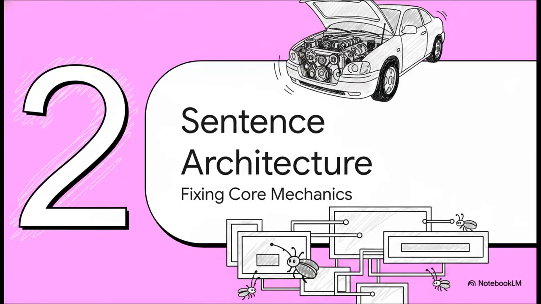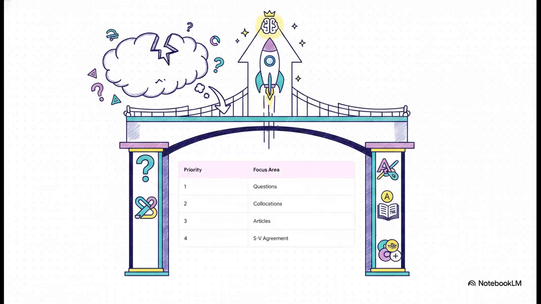Which brings us to part 2, fixing sentence architecture. To fix the mechanical bugs anchoring you to that plateau, we really need to look under the hood. Now, you absolutely cannot fix everything at once. It's overwhelming and frankly, it's inefficient. You need a targeted syllabus.